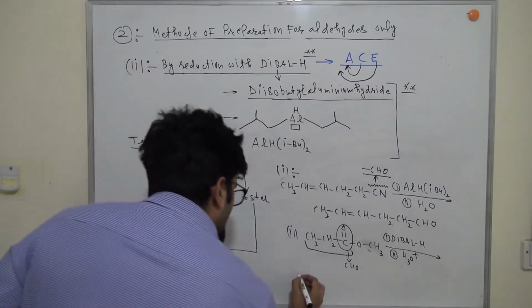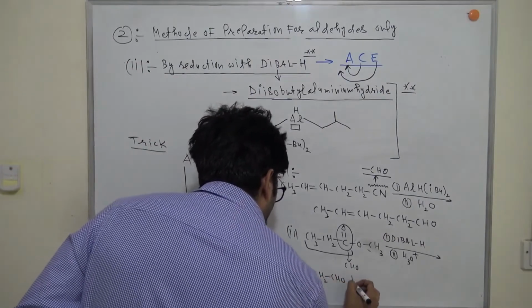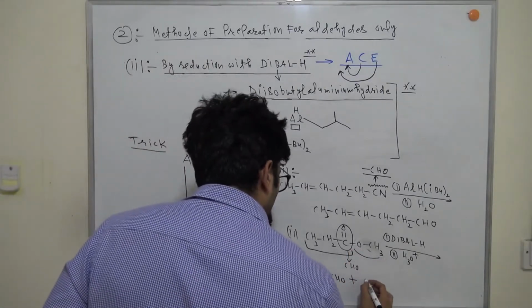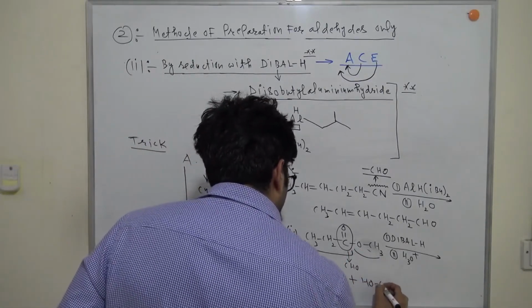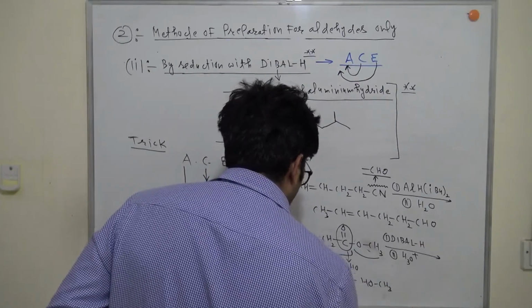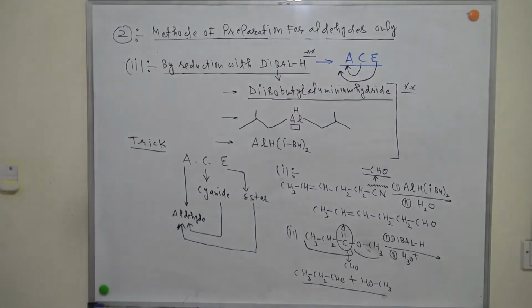So what will I get? I will get CH3CH2CHO, propanal, plus this part will change into alcohol, so I will get HOCH3. I will write the general reaction also, if you are finding any kind of difficulty. So this is your answer. One you will get is alcohol and one you will get is aldehyde.